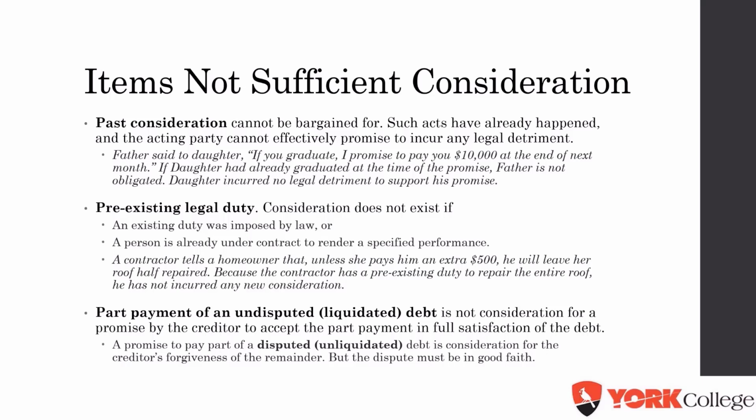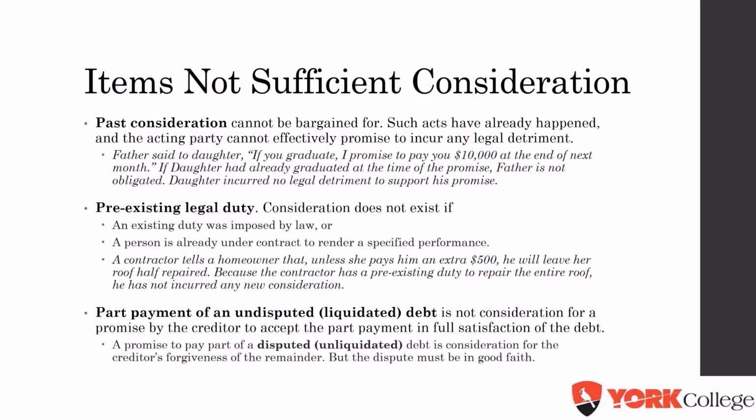So let's say this example. Father says to his daughter, "If you graduate, I promise to pay you $10,000 at the end of next month." If daughter had already graduated at the time of the promise, father is not obligated. Daughter incurred no legal detriment to support his promise. So in this example, when the father promises to the daughter, if you suffer the legal detriment of graduating, I will then suffer the legal detriment of paying you $10,000.